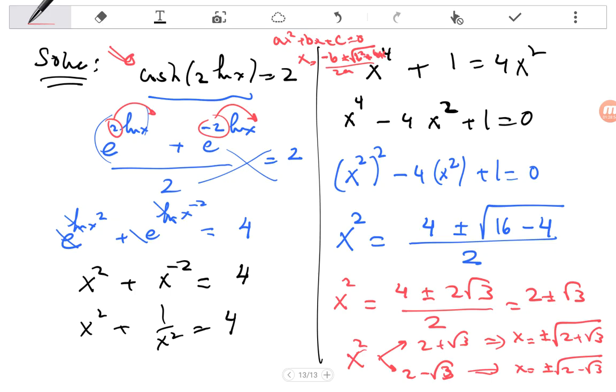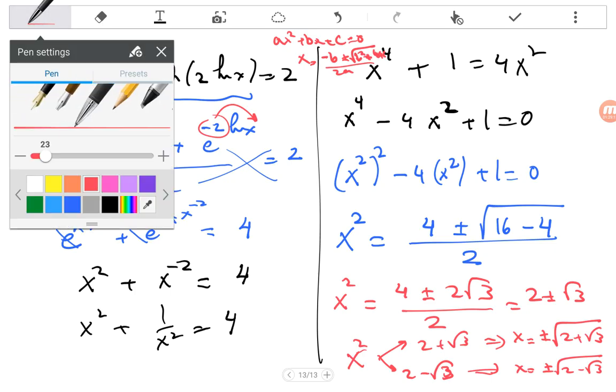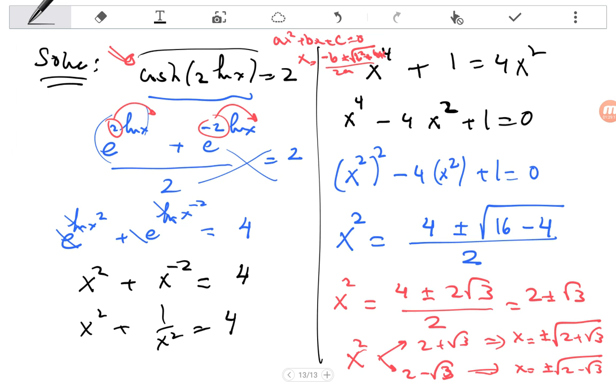But there is a flaw in my argument here. Would all 4 be solutions in this case? No. Why? I must check the solutions with the original equation. In the original equation, I had a condition on x. What is the condition on x in this case? The x must be inside a ln.